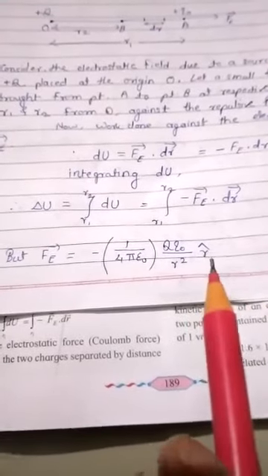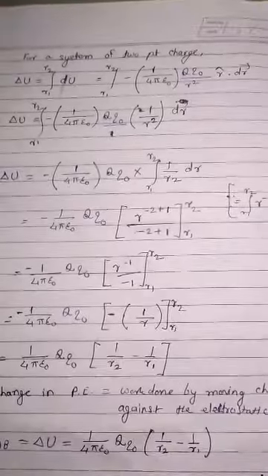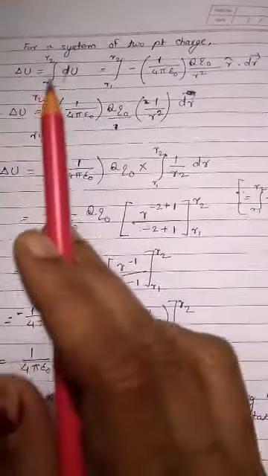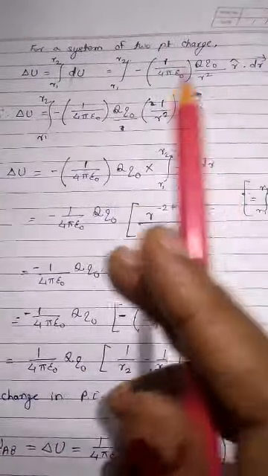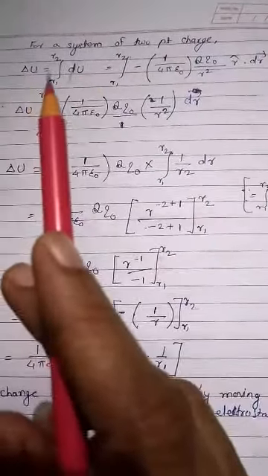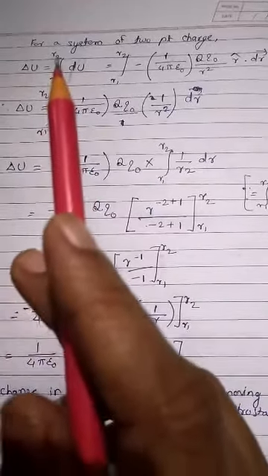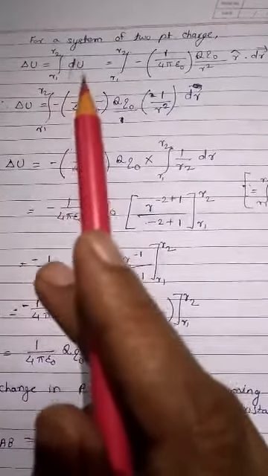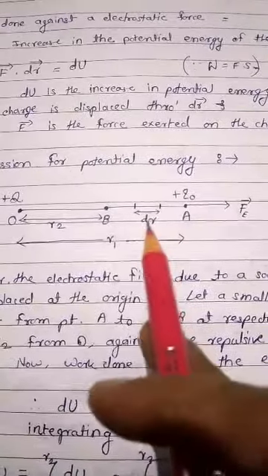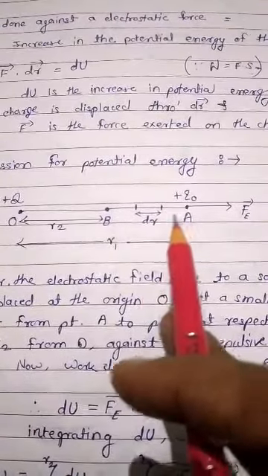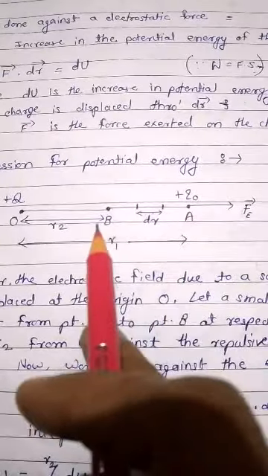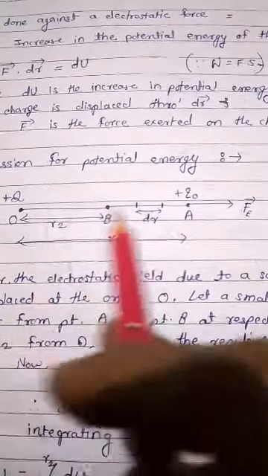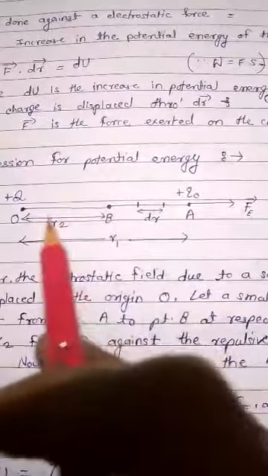R cap is the unit vector. So for the system of two point charges, meaning source charge and test charge, delta U is equal to the integration of R1 to R2 of dU. Let us see again this figure. Here we find the integration from point A to B, so R1 to R2 means A to B, where O is the displacement.